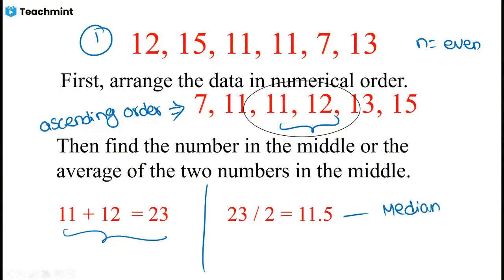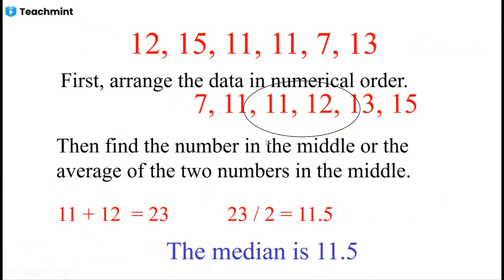If the number of terms is odd, then there is directly only one middle term. That's the next example. Fine. See the next question.